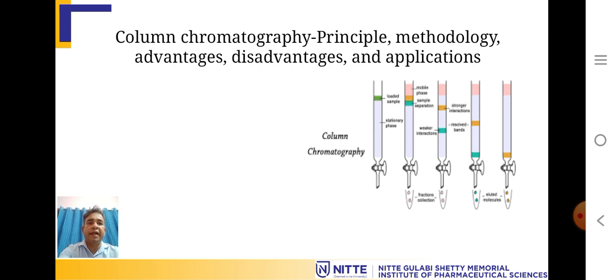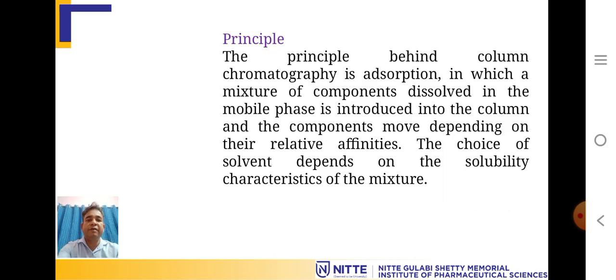In this, I have categorized column chromatography into two sections. This is section one, where you will see the principle, methodology, and then packing of the column, and the application, advantages and disadvantages will be discussed in the other section. So let us see column chromatography. When you see the picture itself, I have shown the column loaded with the sample and with the stationary phase. As we move down the presentation, we will see how the column works.